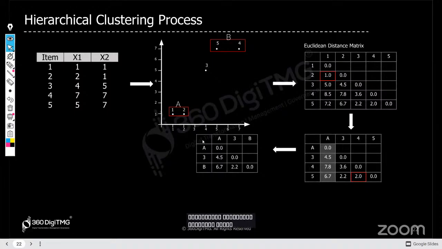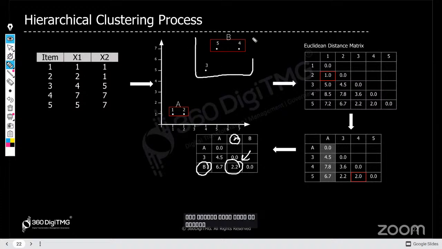Out of this matrix, again, we will perform the same thing and check which one is the shortest distance. From this matrix, we will try to figure out which one is the shortest one. So if you see here, 2.2 is the shortest one. It means that we are going to cluster 3 and B.